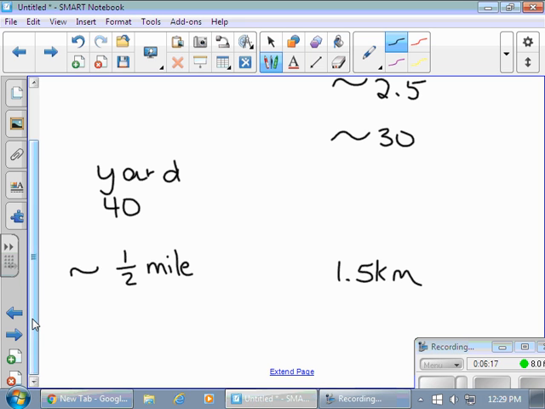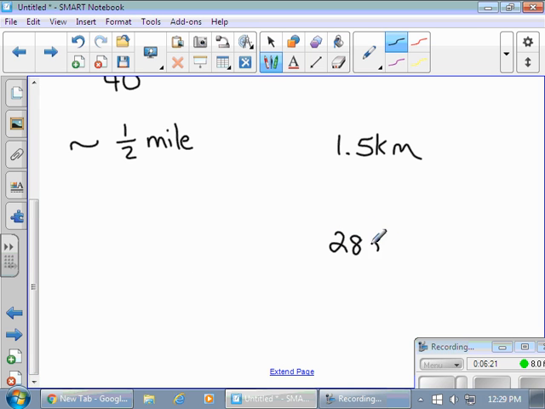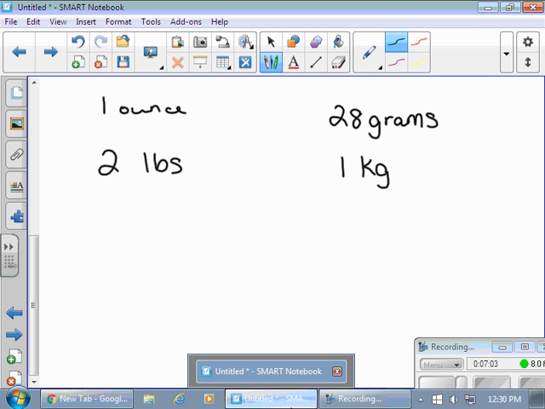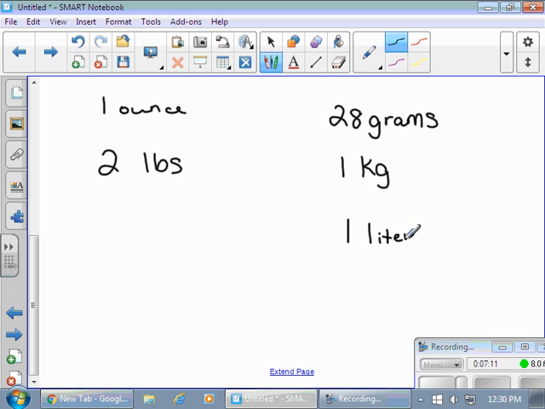Then we have 1 ounce is equal to 28 grams. That was 1 ounce, 28 grams. Two pounds. Okay, 2 pounds. The symbol for pounds is LBS, or I think they wrote it out, actually. They did, they wrote out pounds. It's a kilogram. It's just a little more than 2 pounds, but we're going to estimate at 2 pounds. 1 quart is a little less than a liter. So it's just a little less than a liter.